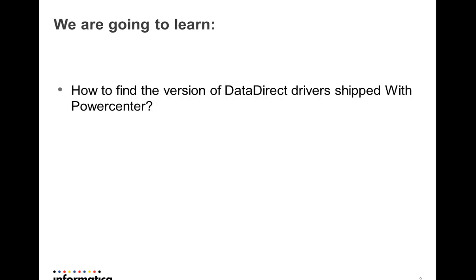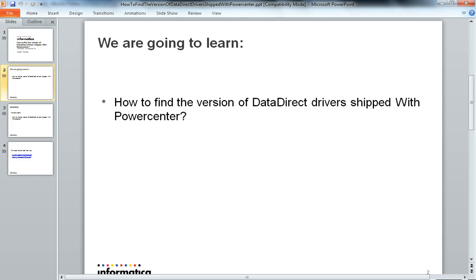In this video I'm going to demonstrate how to find the version of the DataDirect drivers that are shipped with PowerCenter. Sometimes there may be issues with the DataDirect driver, let's say data getting truncated in a particular column. Then Informatica support may ask you for the exact version of the DataDirect driver that you are using. So in order to find that out, we have to run a particular utility on the driver that gives me the exact minor version, the build version, and the update version of the DataDirect driver. Now I'm going to demonstrate how to do that.